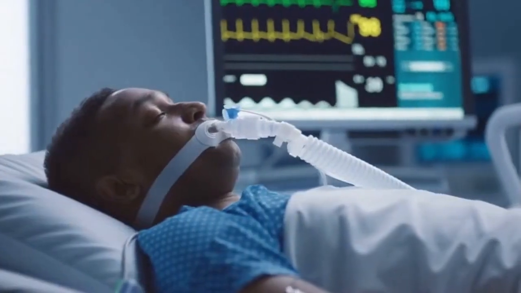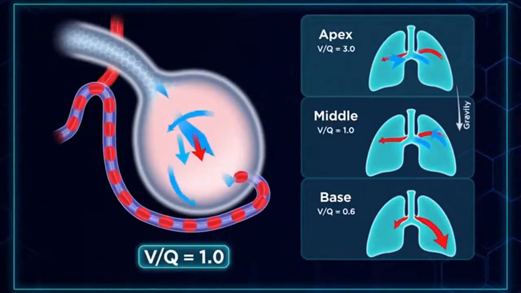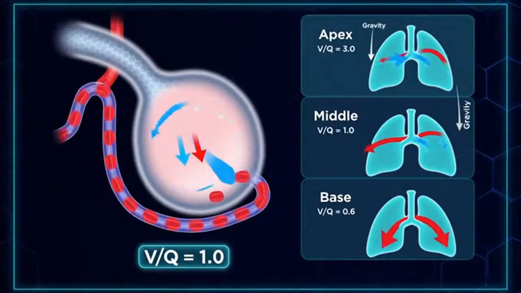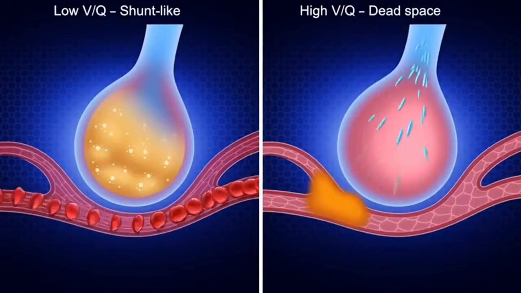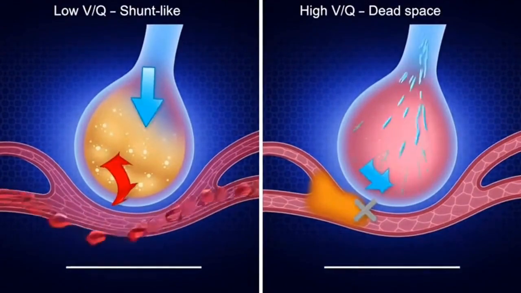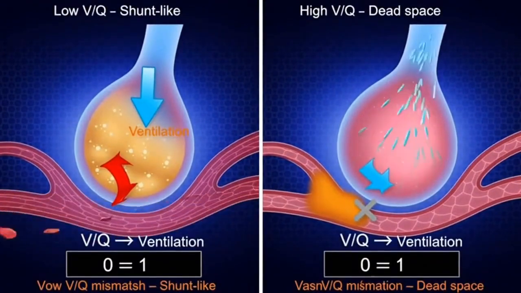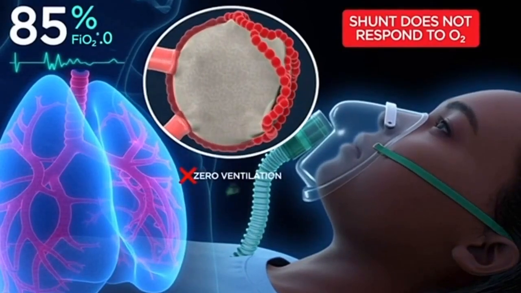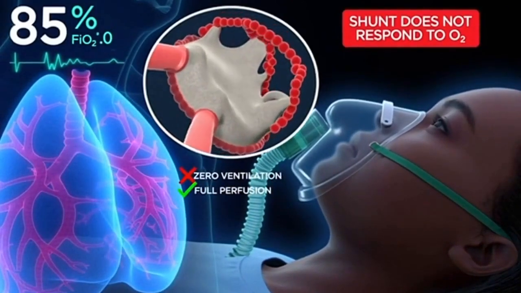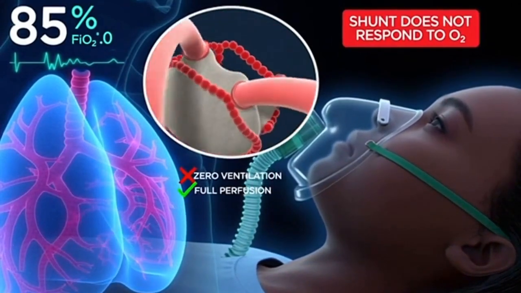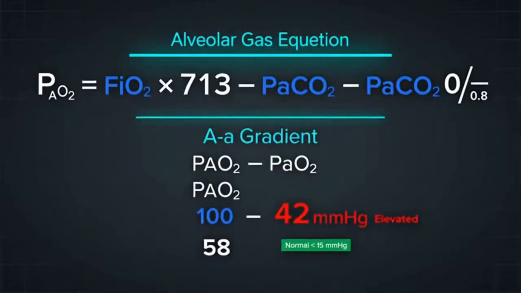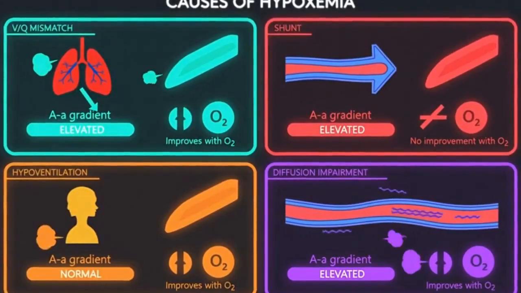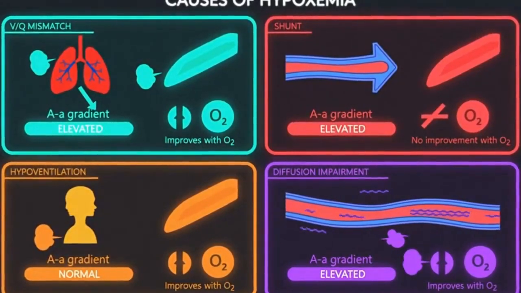The normal VQ ratio is 0.8 overall. Any deviation from this, either too low, mismatch, or too high, dead space, impairs gas exchange and causes hypoxemia. VQ mismatch occurs when perfusion is preserved but ventilation is reduced, or when ventilation is preserved but perfusion is reduced. The most clinically relevant form is low VQ, perfused but poorly ventilated alveoli. Examples include pneumonia, atelectasis, pulmonary edema, and asthma. Blood passes through these poorly ventilated areas without being fully oxygenated, which is called venous admixture.